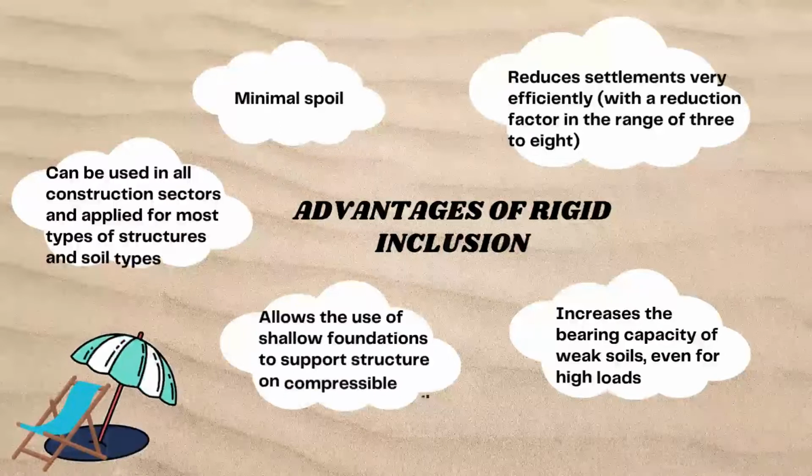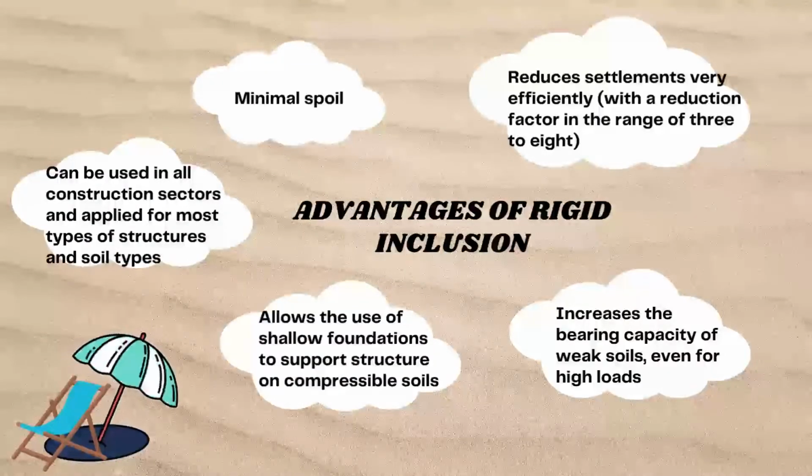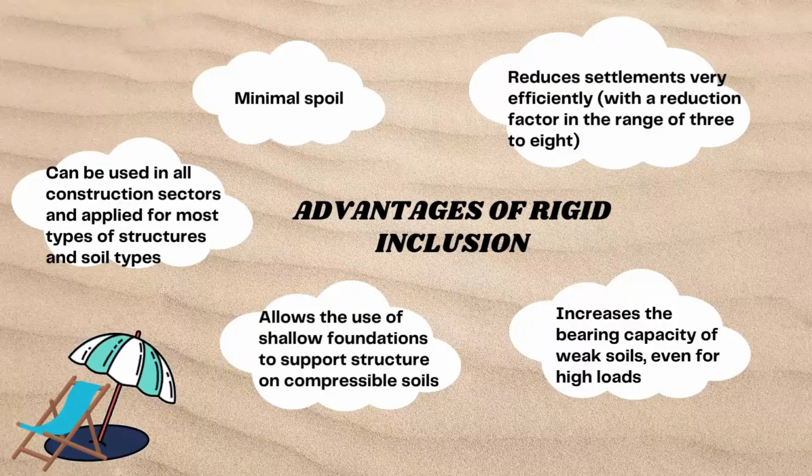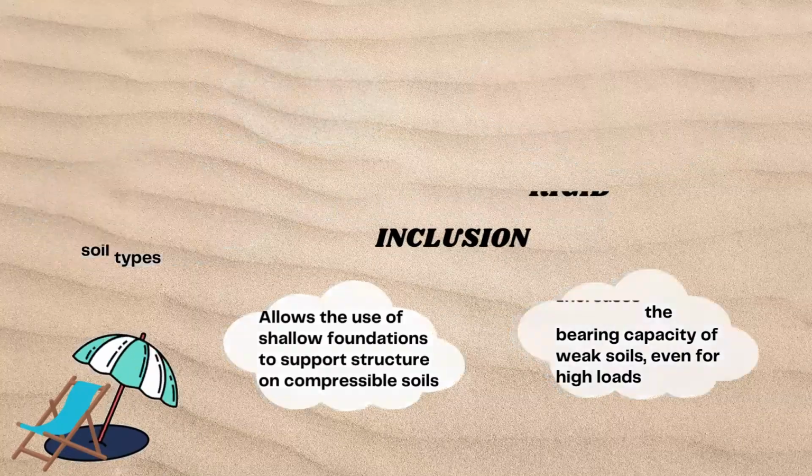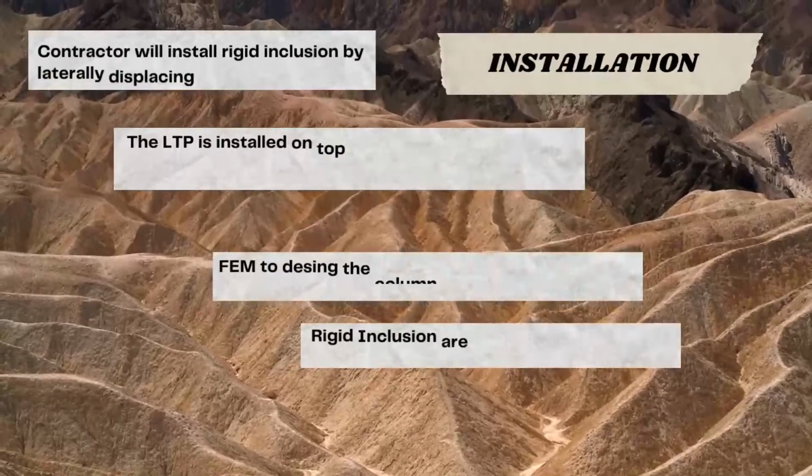Next is the advantage of rigid inclusion. Number one is minimal spoil, and number two is it reduces settlement very efficiently. The next one is increasing the bearing capacity of weak soil even for a high load. Number four is it allows the use of a shallow foundation to support the structure on compressible soil. And the last one is it can be used in all construction sectors and applied for most types of structure and soil types.